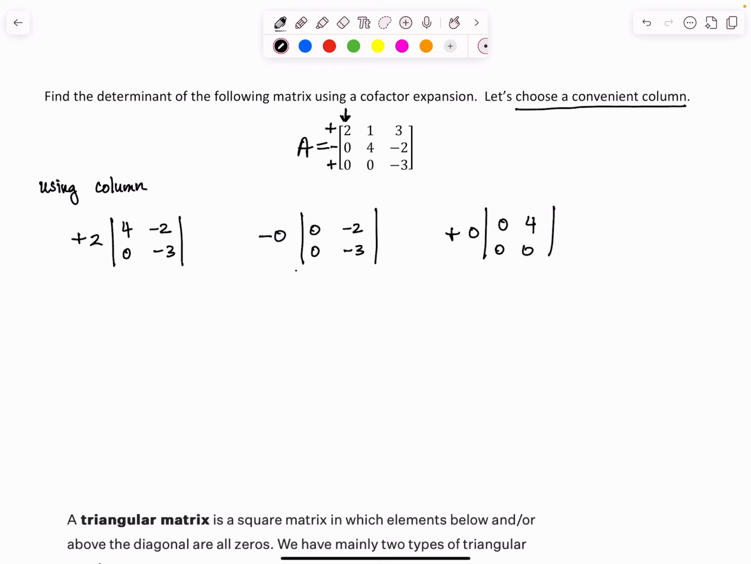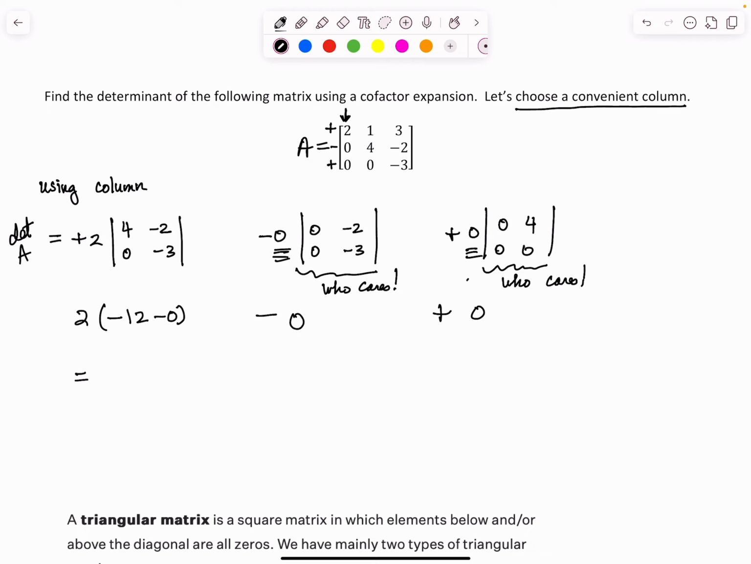But notice, who cares what this is? Because I'm going to be multiplying it by 0. So ultimately, this is just going to give me a 0. Similarly, this one. Who cares? Because I'm going to be multiplying it by 0. So this is just a 0. And this one over here is 2 times 4 times negative 3, which is negative 12, minus 0. And so I get the determinant of A is equal to negative 24.